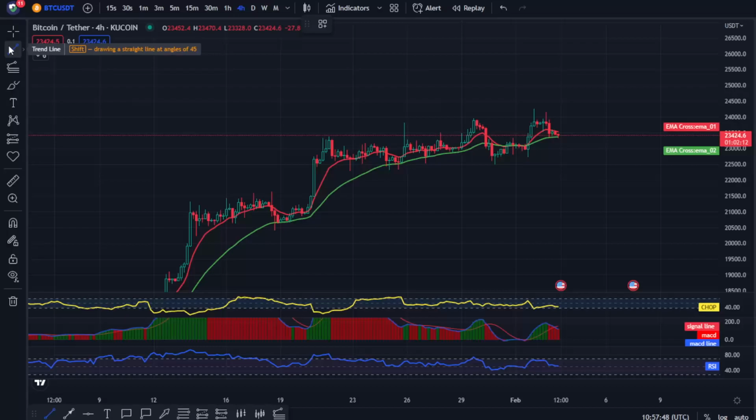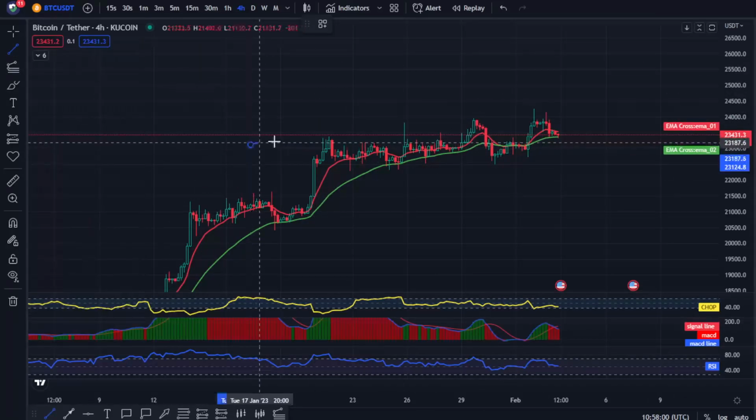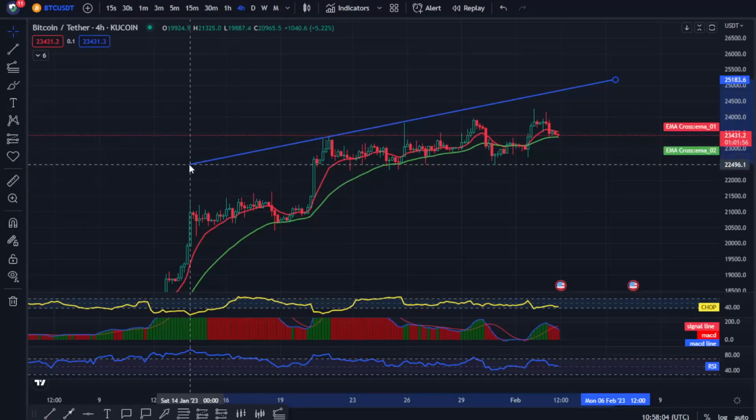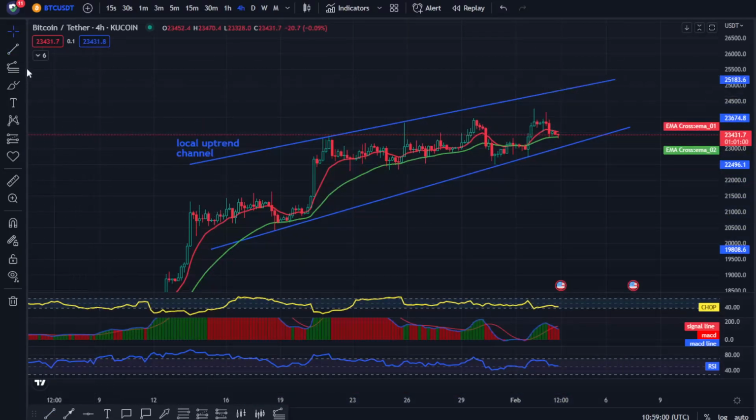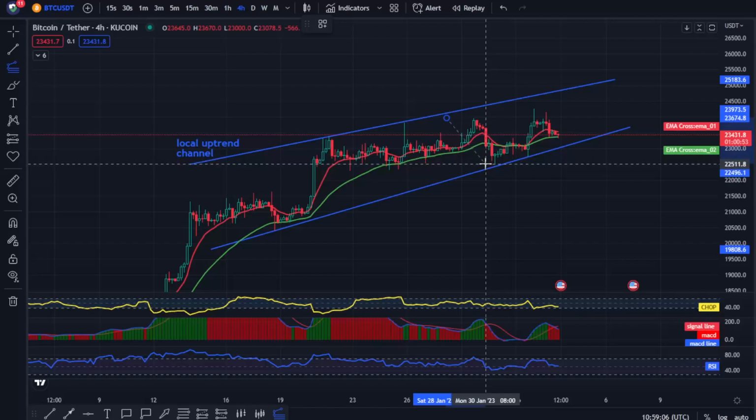Let's start by checking the current situation on the BTC pair to USDT, taking into account the 4-hour interval. First, we will use blue lines to mark the local uptrend channel in which the BTC price is moving. Now we can move on to marking the places of support in the event of a correction.